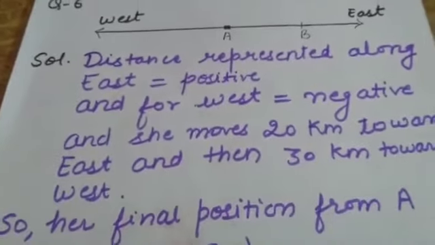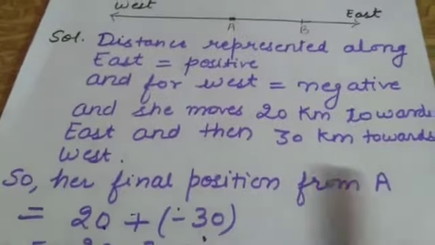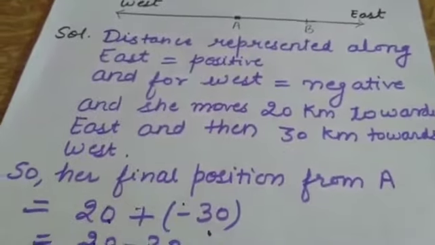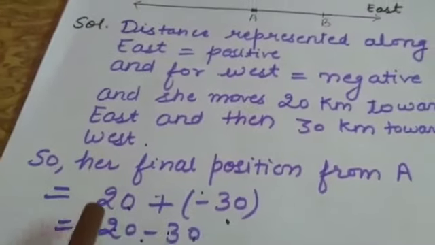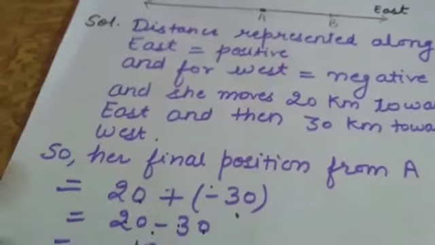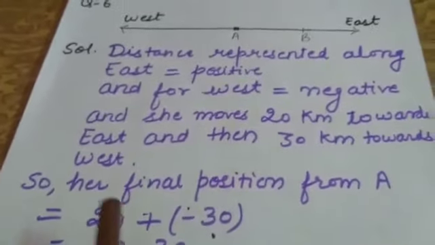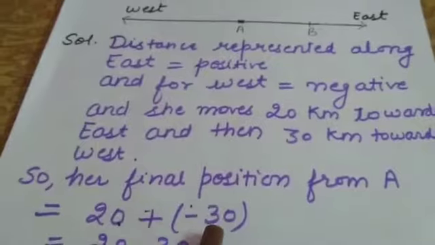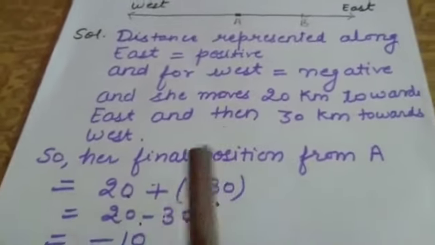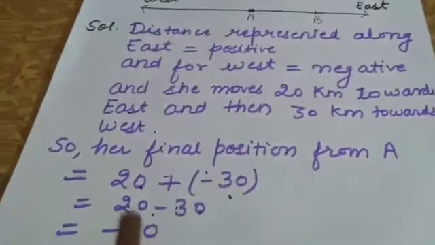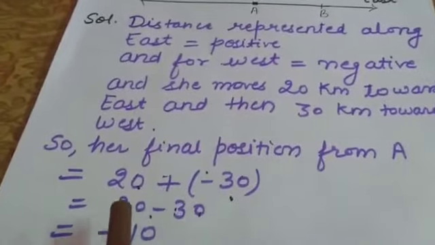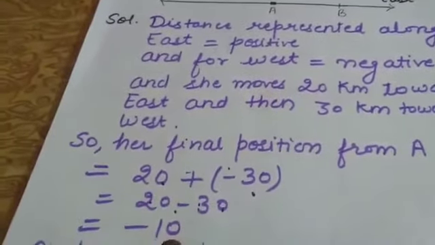She moves 20 km towards east and then 30 km towards west. So her final position from A will be 20, with a positive sign because east is taken as positive. Then you have to add, as she travels in the west direction, so we take this as a negative integer as mentioned in the question. So 20 plus minus 30, and 20 minus 30 is minus 10.